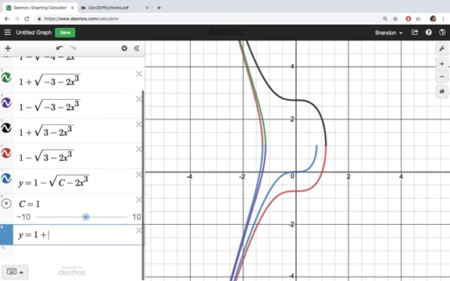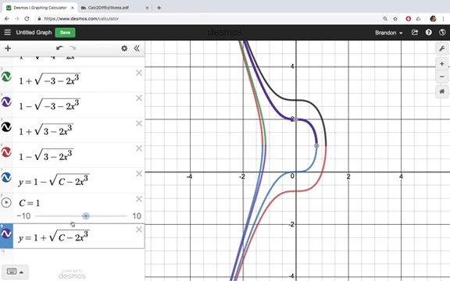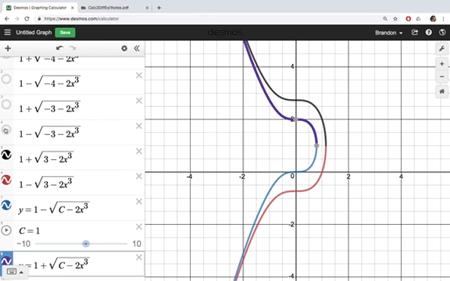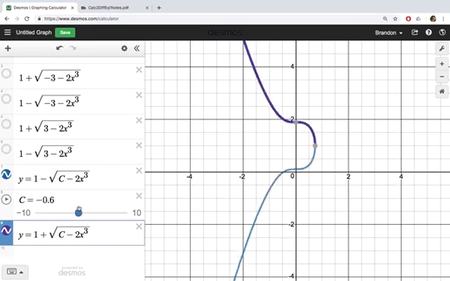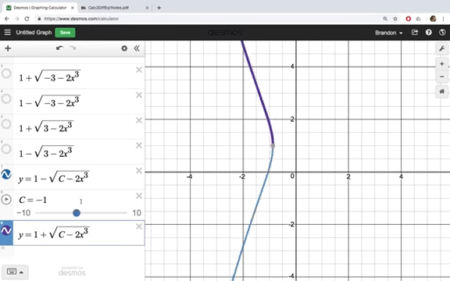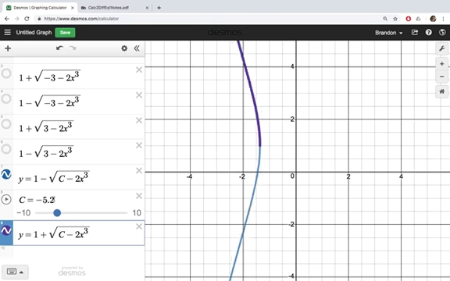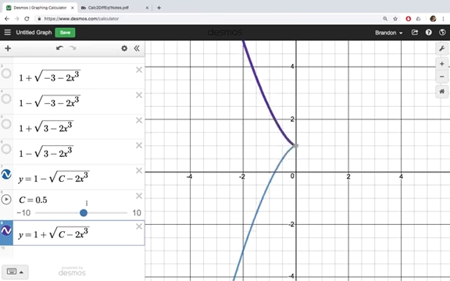y equals 1 plus the square root of c minus 2x cubed. So if you want to see how they behave in general, just make c a constant and then manipulate it. And you can see how solutions behave. Right? These are all different particular solutions given different initial values. Weird. Isn't that weird?